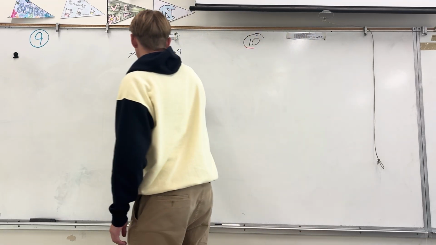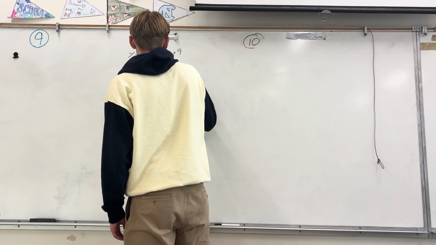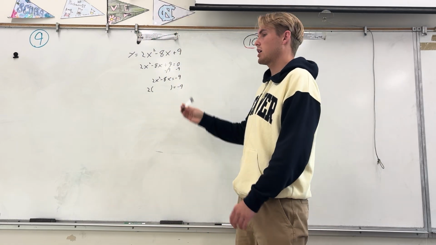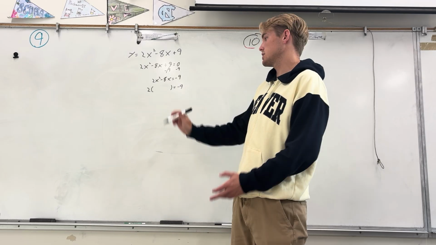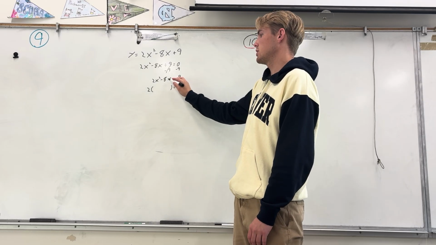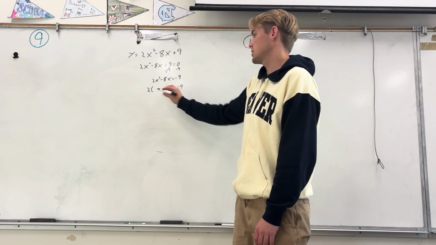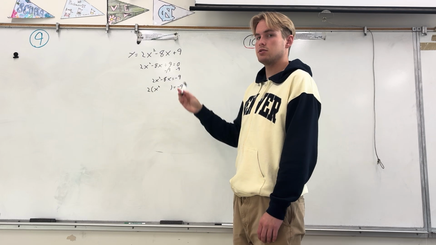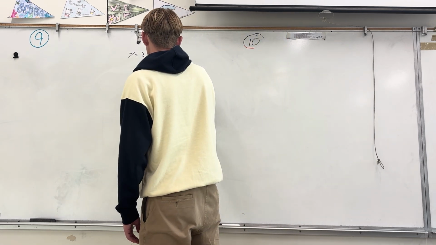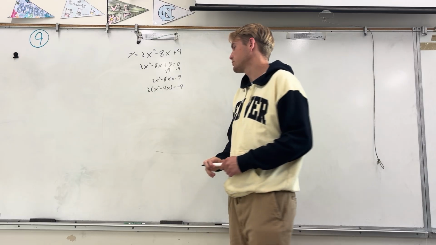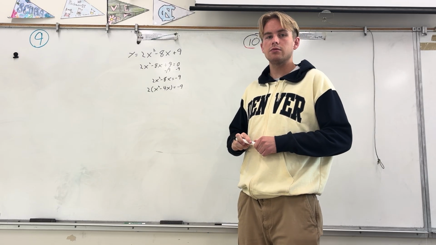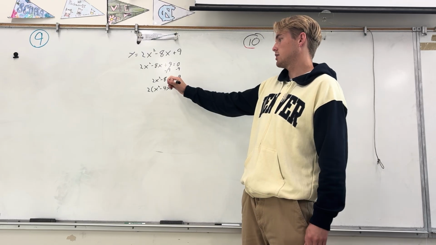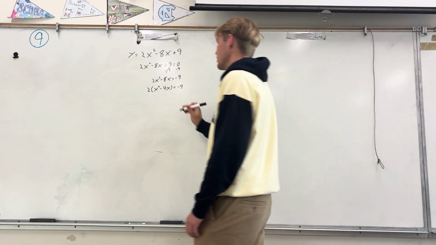We want our equation to look something like this. Now we just need to figure out, since we're factoring out a 2, what is left inside the parentheses when we divide both of these things by 2? So 2x squared divided by 2 is just x squared. Negative 8x divided by 2 is just negative 4x. Okay, now we pretty much just do the same thing, but our b value is no longer negative 8, it's now going to be negative 4.